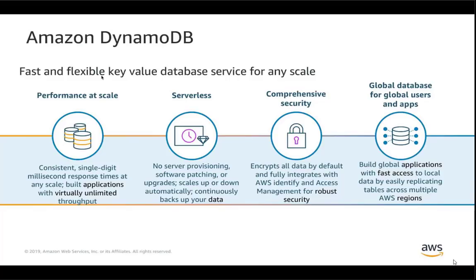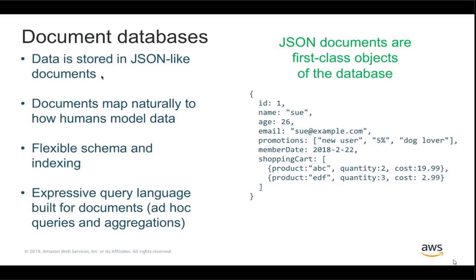Documents. All right, so document databases store data in JSON-like objects, and the JSON documents are really the first class objects of the database. What we mean by that is the design point of the database is to be able to index, query, store, and retrieve those documents or collections of documents. And documents really came about, and we'll talk about this in a little bit, because it's a very natural way to store data and model data.